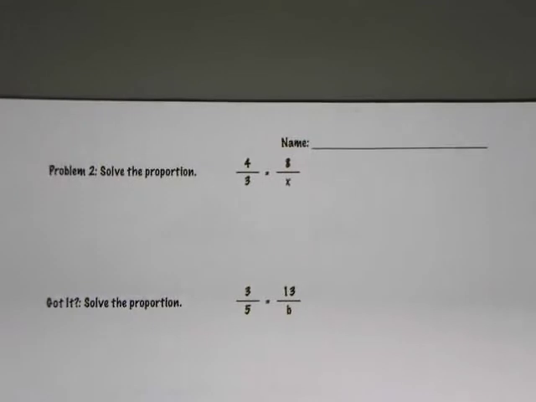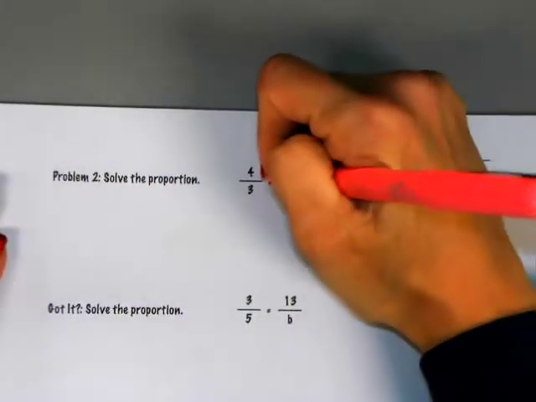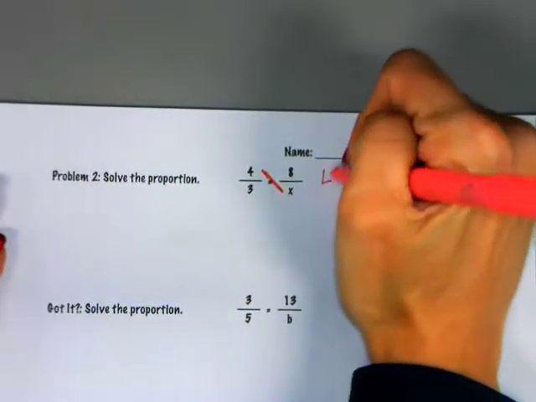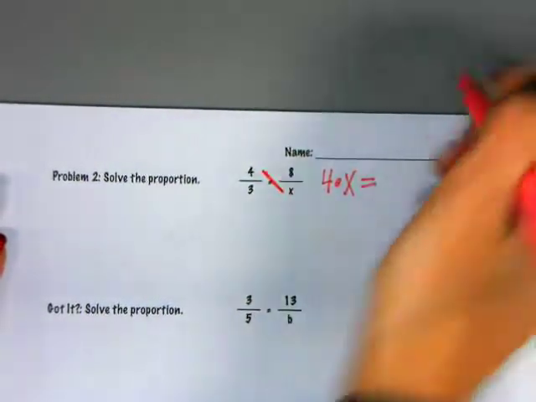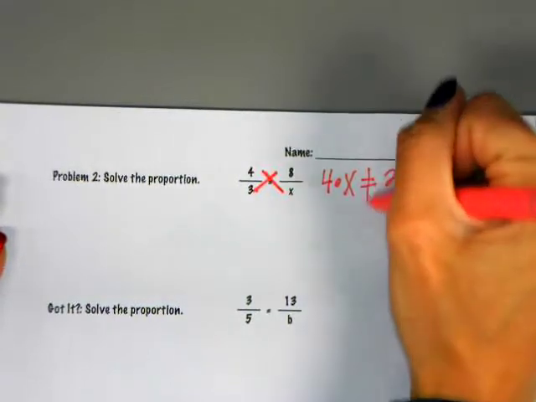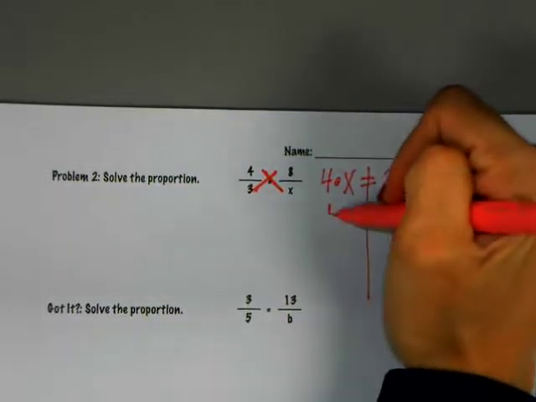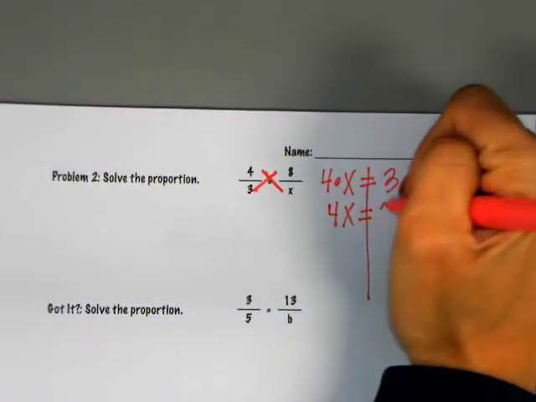All right, so the next one, the same deal. I'm still going to do the one with the x first. So you're going to do 4 times x equals, and then 3 times 8.